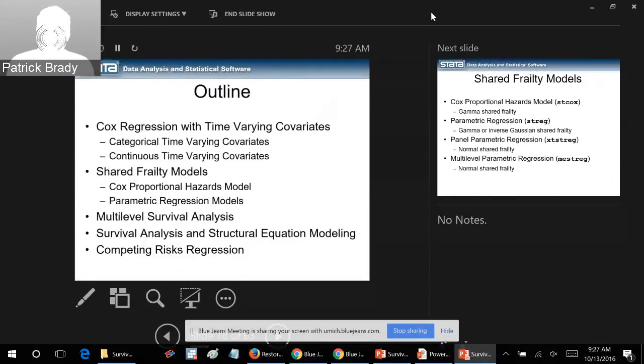Okay, any other questions about time varying covariates? So you can have as many time varying covariates in the one as you want. In theory, yes. There's nothing in the software that's going to prevent you from doing that.